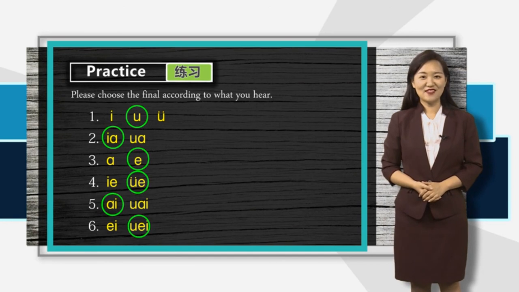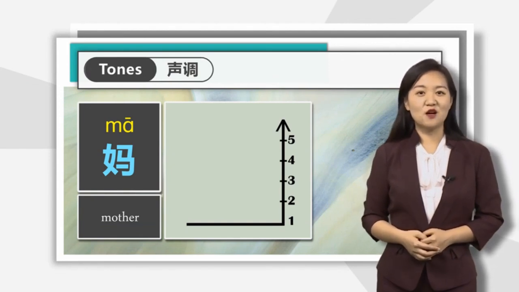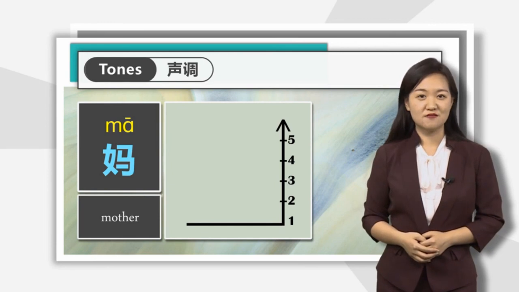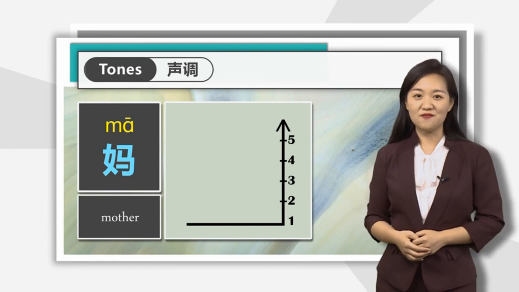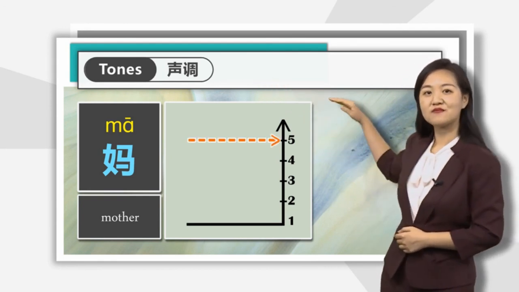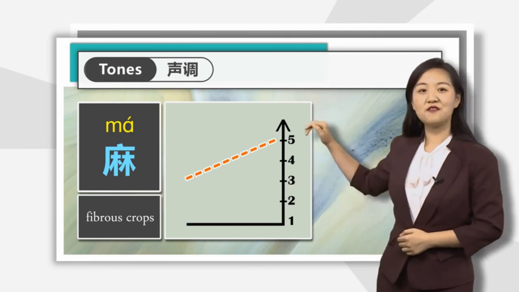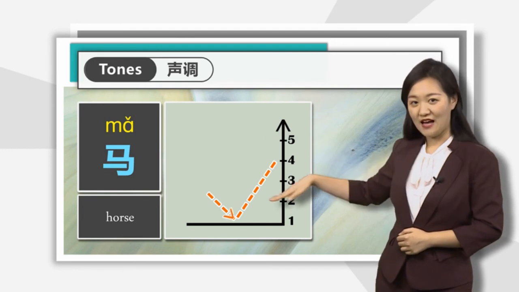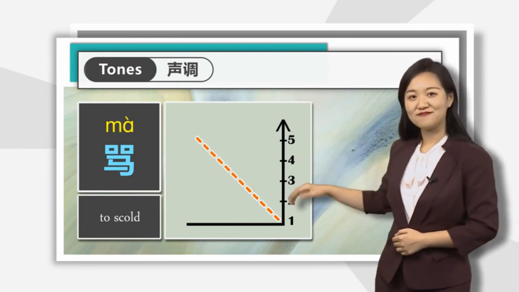Have you got it? Well done. In addition to initials and finals, Chinese syllables also include the tones. There are 4 tones in Mandarin. They are the first tone, ma, the second tone, ma, the third tone, ma, and the fourth tone, ma.